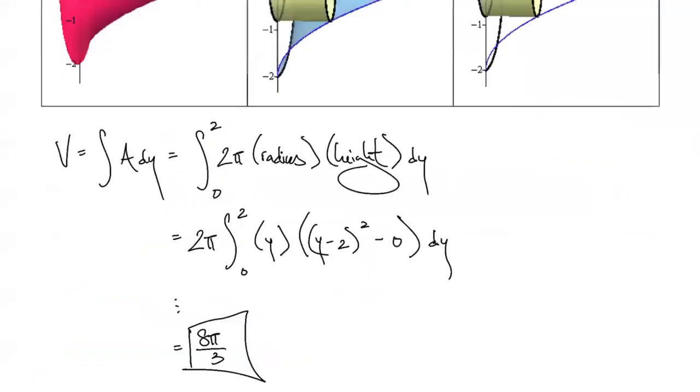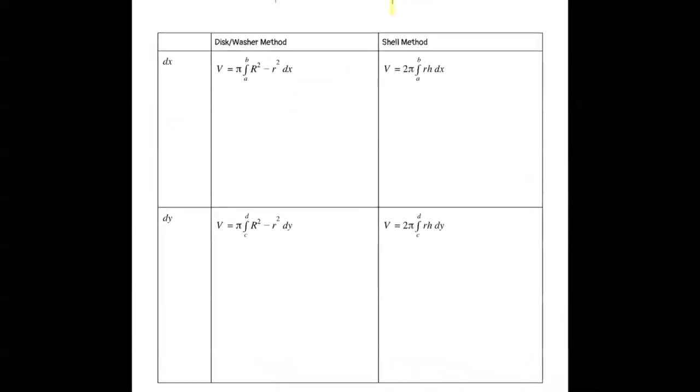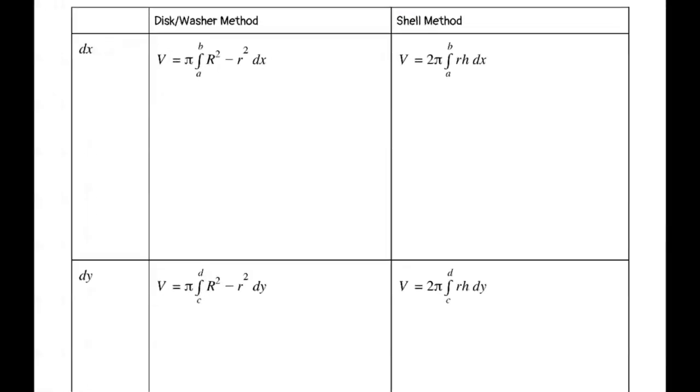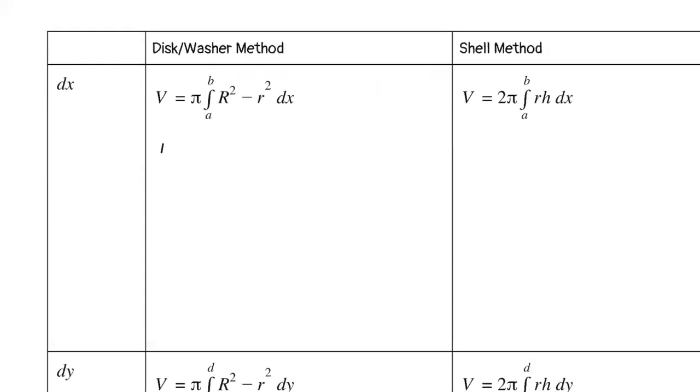What I would like to do now is to go back up to the chart that we didn't fill out at the very beginning. So this chart, comparing disk and washer method, comparing dx or dy and figuring out when we need to use which one. We're going to start with disk method, and in particular with disk method and dx. If I ask you to use disk method and dx, what is your axis of revolution? Good, this is going to be the x-axis.